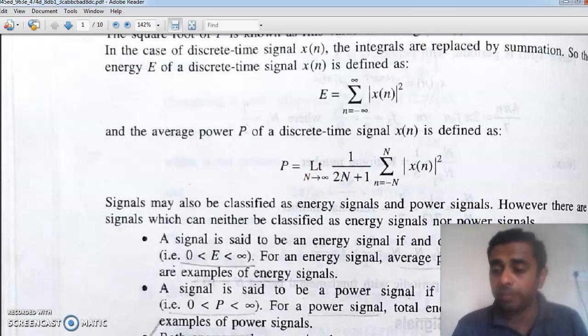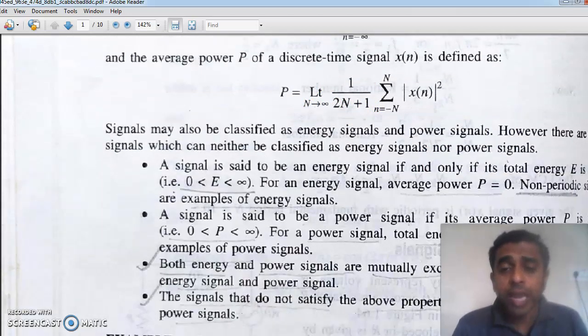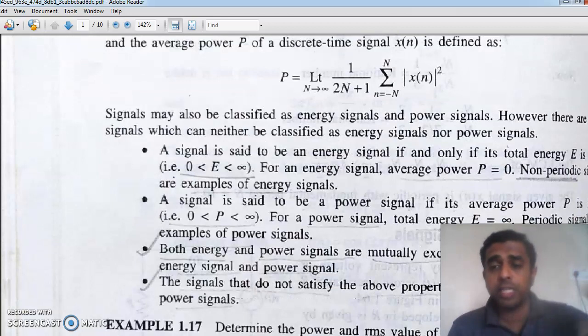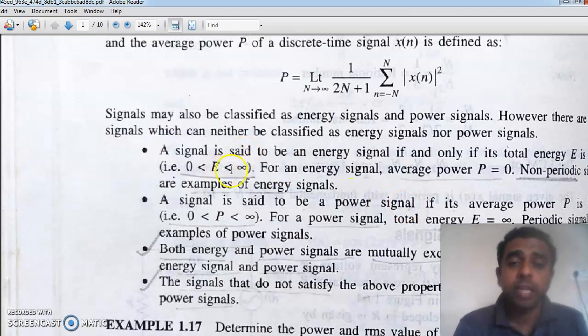And what is the definition? When you calculate the power using any of those equations, if it is analog you have to apply the integration, if it is discrete you have to apply the summation, then the resultant should have a value which is less than infinity. And for an energy signal, energy has a value but power is equal to 0.